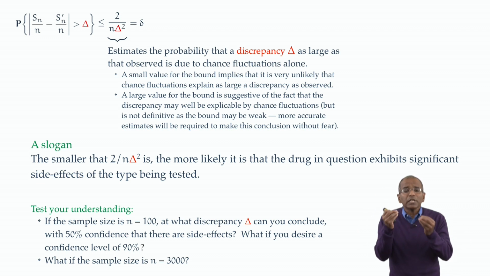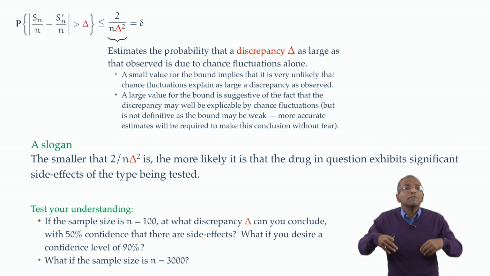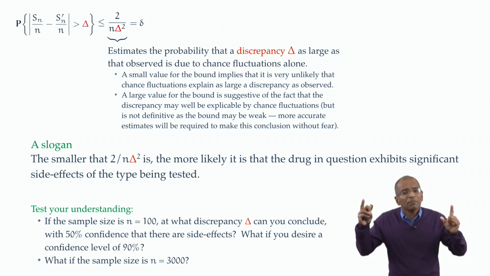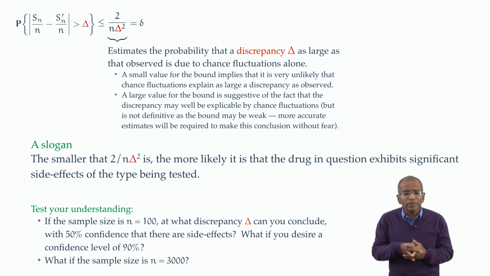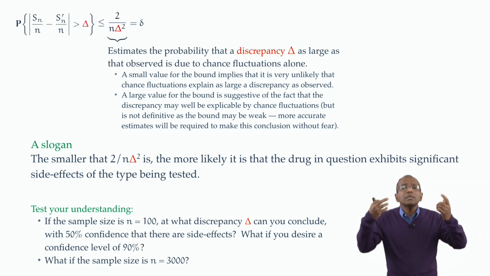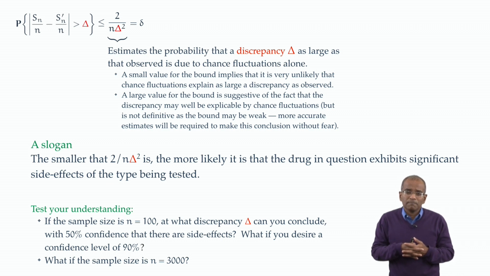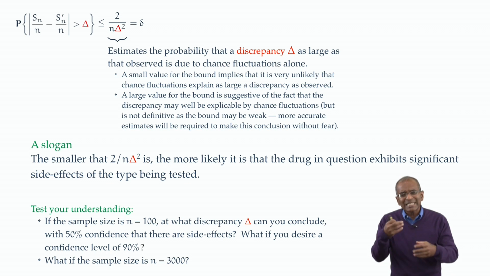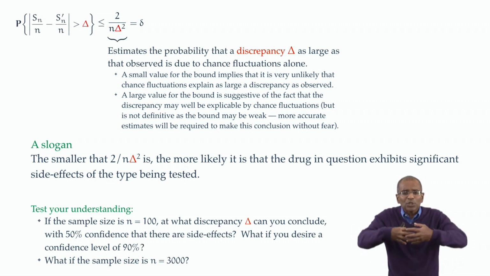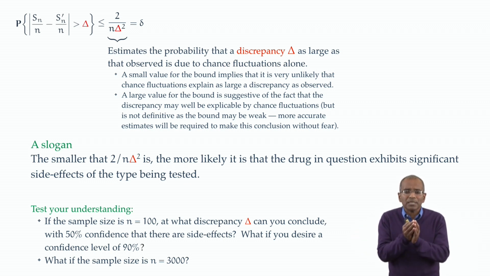So what discrepancy level can you conclude that there's a 50% confidence that there are, in fact, side effects from the drug? At what discrepancy level can you conclude that there is a 90% confidence that the drug causes side effects? Do it again if the sample size is bumped up from 100 to 3,000. Pause the lecture, scribble with it, try to get your head around these concepts and see if you can come up with numbers. Restart the lecture when you're ready.